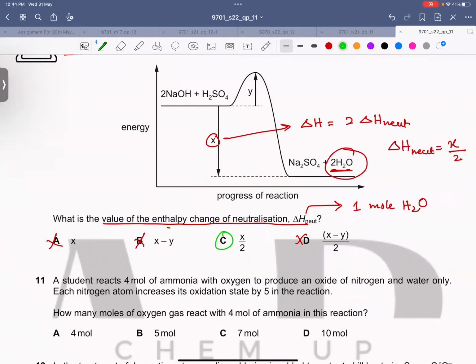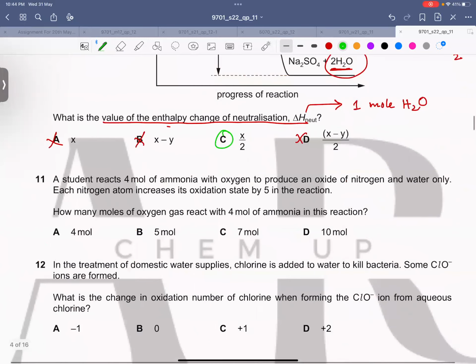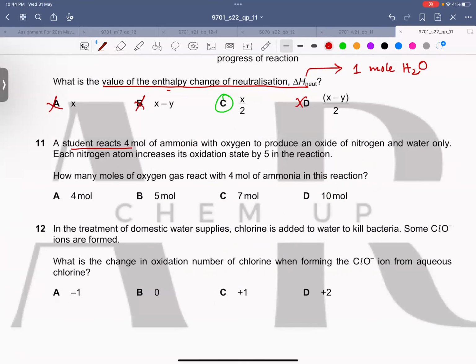Now, question number 11. A student reacts 4 moles of ammonia with oxygen to produce an oxide of nitrogen and water only. Its oxidation state changes by 5 in the reaction. How many moles of oxygen gas react with 4 moles of ammonia in this reaction?